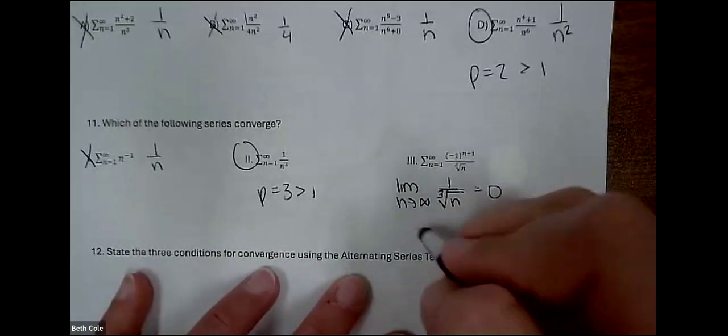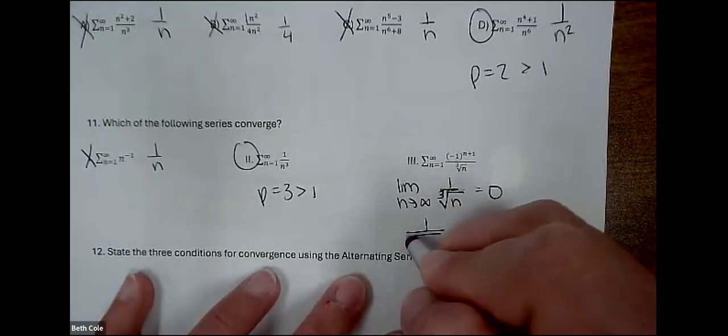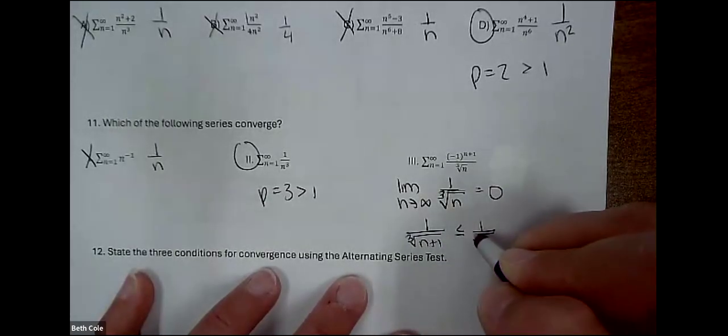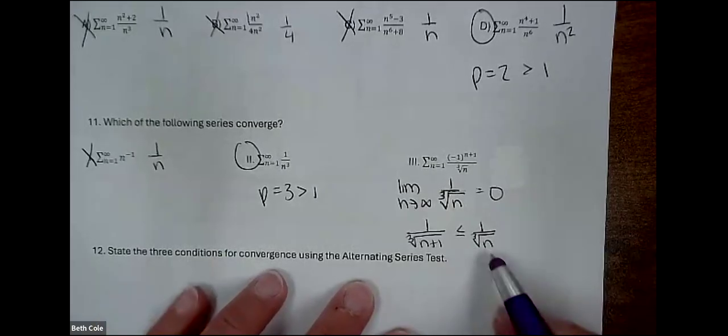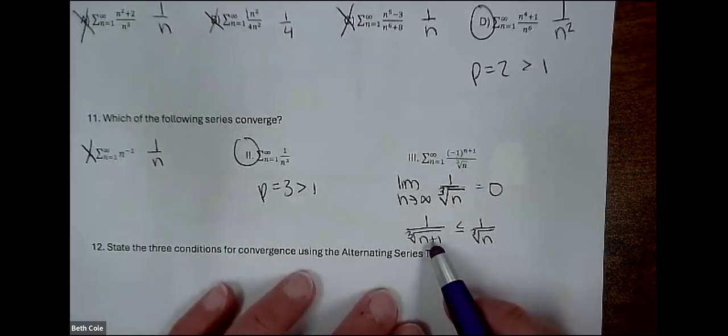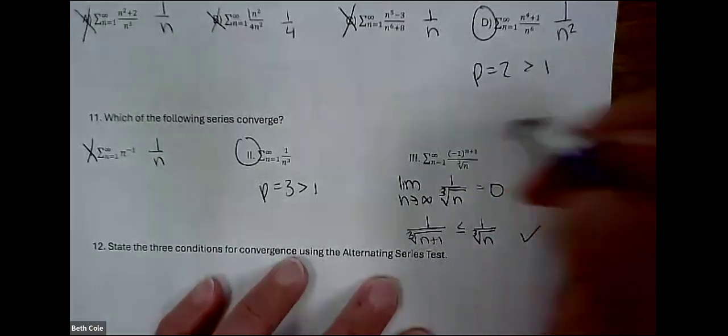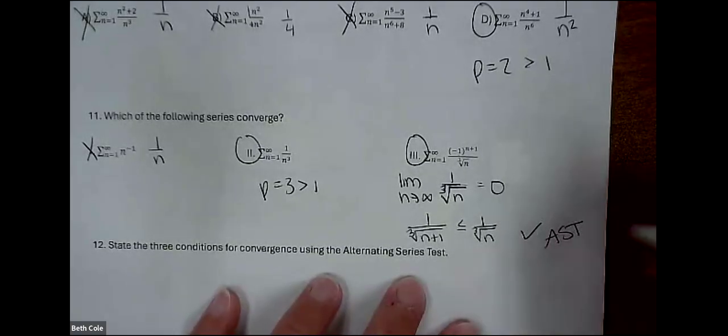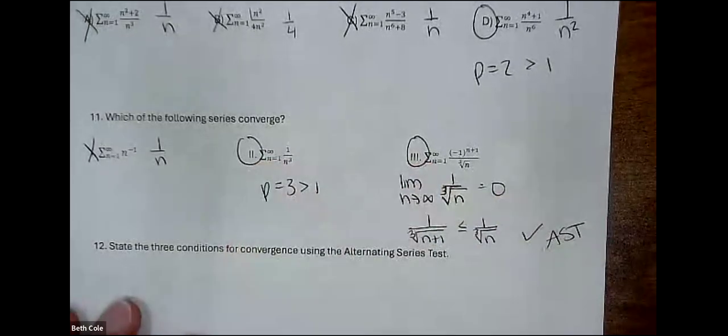And then you have to show that the terms keep getting smaller and smaller. So if you do your n plus 1th term, that has to be smaller than your nth term. And this is going to be true because we're going to have a bigger denominator here. This converges as well. That's your alternating series test. So we would want Roman numeral 2 and 3.